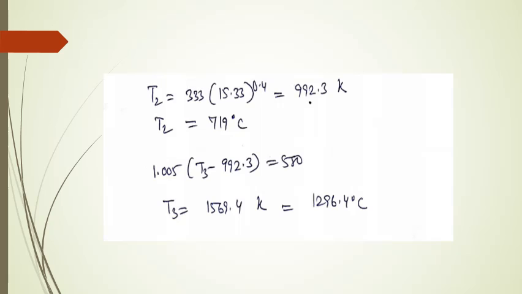Substituting the value of the heat supplied, the value of Cp and the value of T2 in the expression for the heat addition, the value of T3 comes out to be 1569.4 Kelvin.